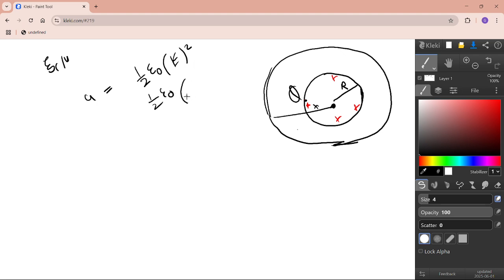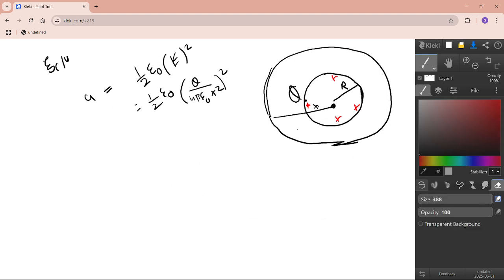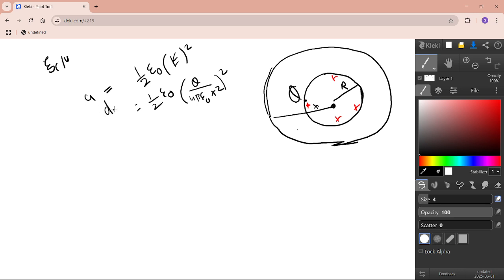You can do it by Gauss's law, but I prefer it simple. It's q upon 4 pi epsilon naught x square. If it is divided by the volume, it's basically the energy density.